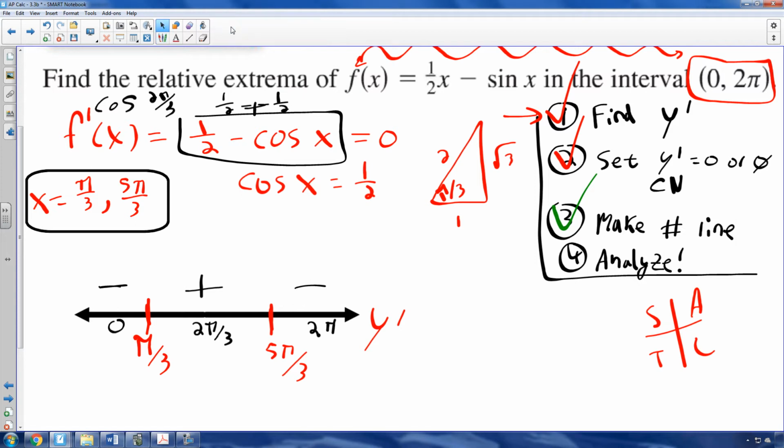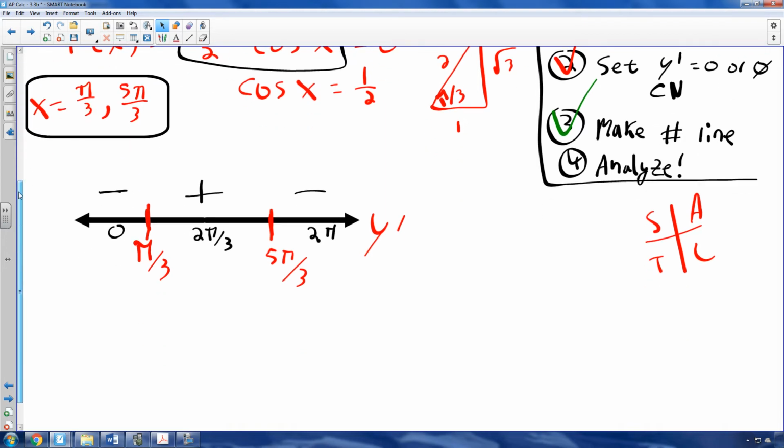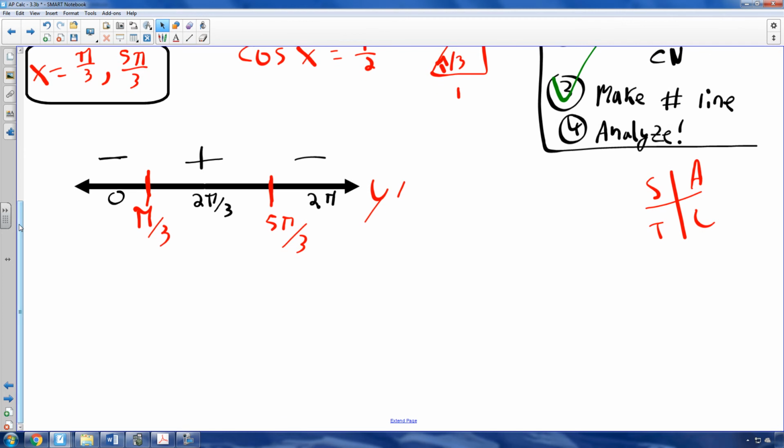Now, a couple of important key points. The first thing I want to make a point of is that you labeled your number line y prime, because these numbers in red came from the derivative, and these numbers here are also being plugged into the derivative. These plus and minus signs are about the value of the derivative. So this number line is all about that derivative. Now we need to analyze that.